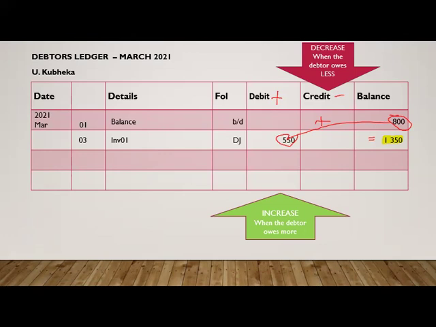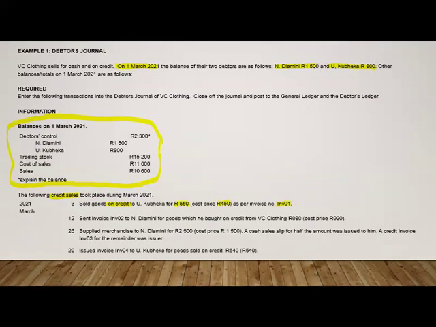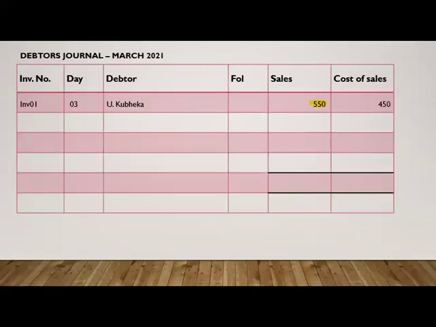I know you guys have done this. I just need to refresh your memory. On the 12th, we sent an invoice. Please note that when we send an invoice, or we issue an invoice, it means someone is buying goods from us on credit. Okay, but they told you more. They said it was invoice 02 to Endlamini for goods which he bought on credit from VC Clothing for 980 and the cost price is 920. So that transaction still qualifies to be recorded in the debtors journal.